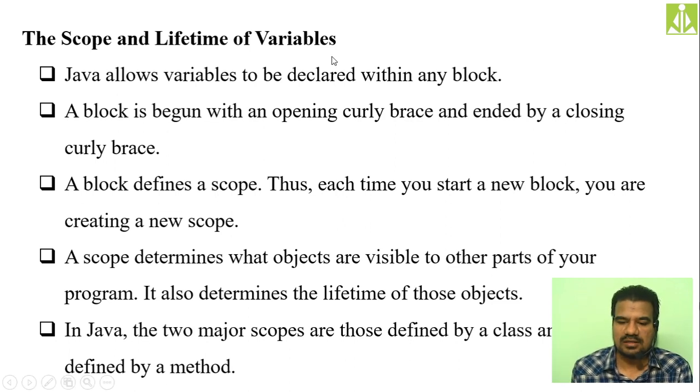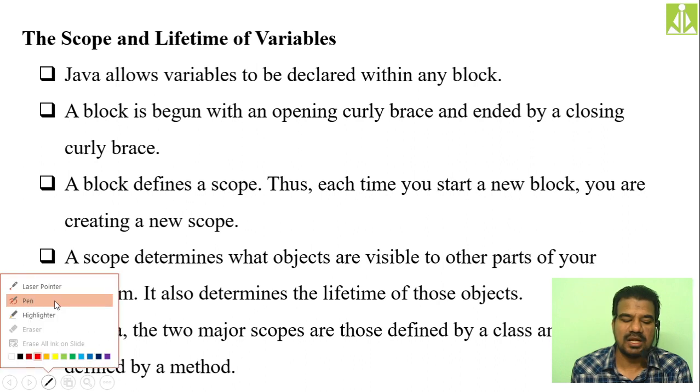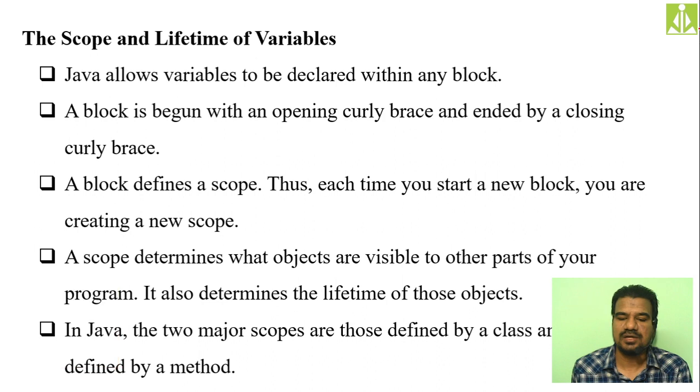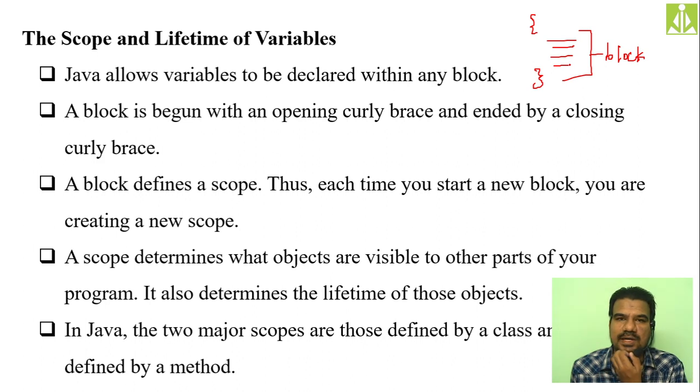How are we creating the block in our programming? Simply with the help of curly brackets, isn't it? Opening curly bracket and closing curly bracket. We put all the statements between these curly brackets. We call this entire set of statements a block. Hopefully you understood what I mean by a block. Using this block, we are creating scopes in our programming.